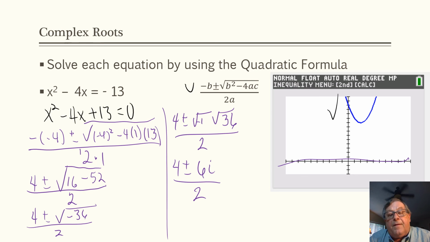And we can simplify that a little bit because 4 divided by 2 is 2. And 6 divided by 2 is 3. And so our complex root here is 2 plus or minus 3i. Let me say that one more time. Our complex root is 2 plus or minus 3i.